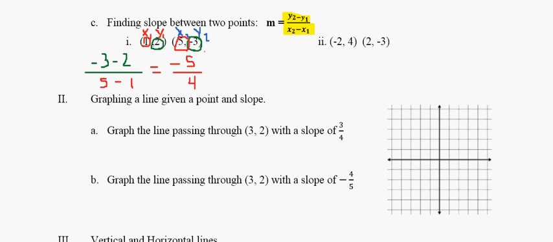Now notice that slope is negative. So if we were to graph this line, we would expect the line to decrease from left to right. Okay, let's look at the next one.